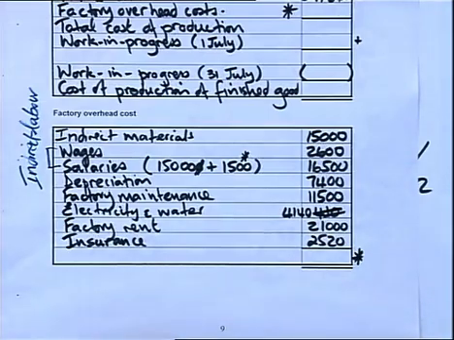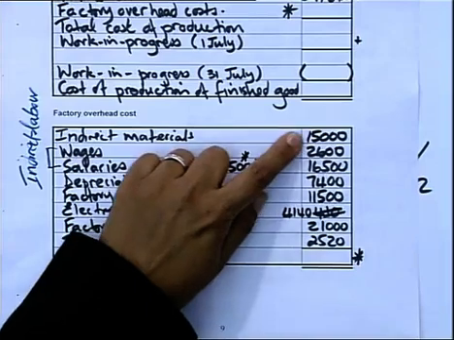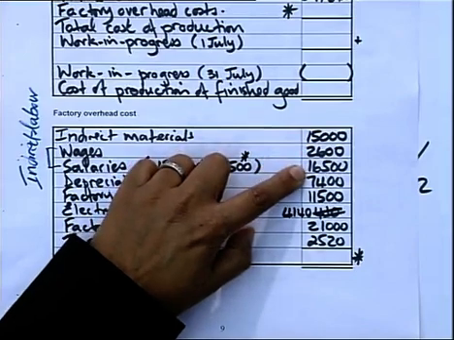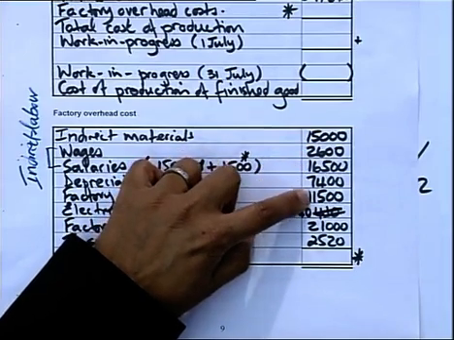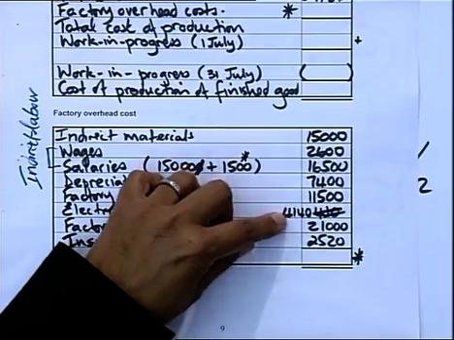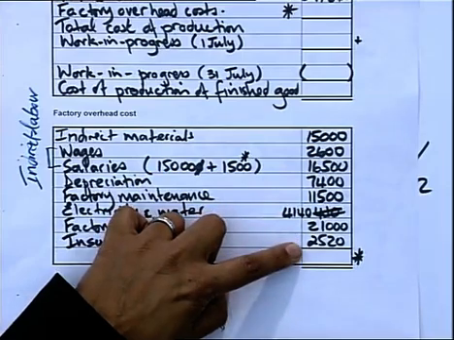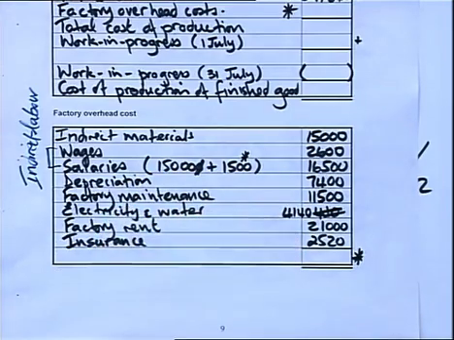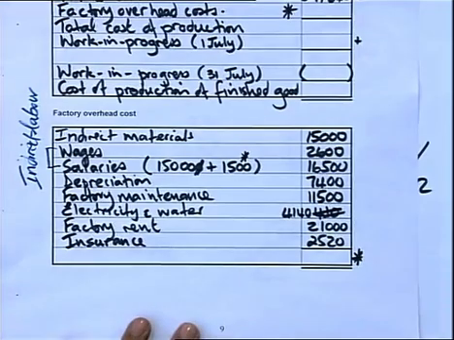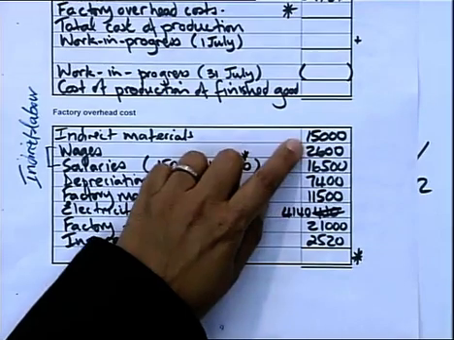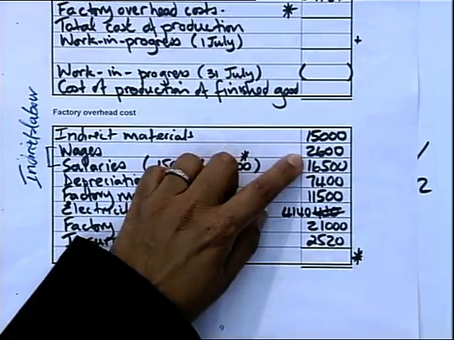Because I got other answers here. Let me add it again. 15,000 plus 2,600 plus 16,500, 7,400, 11,500, 4,140, 21,000, 2,520. I think there's something wrong with this calculator. Okay, so this is the amount at the bottom. I'm sorry, I'll have to calculate it again because I'm getting funny answers here, so there'll be a bit of quiet on my side.